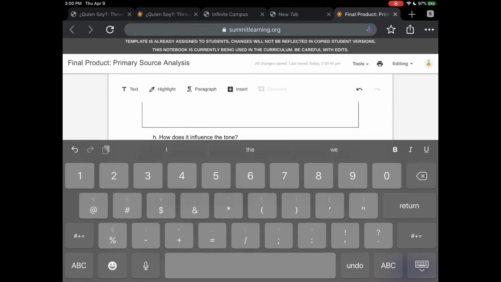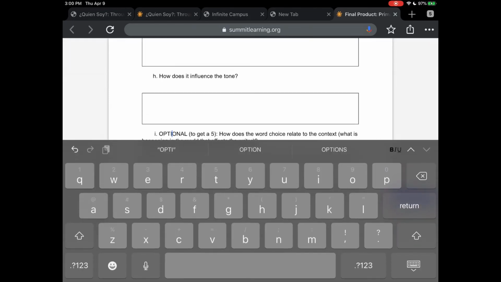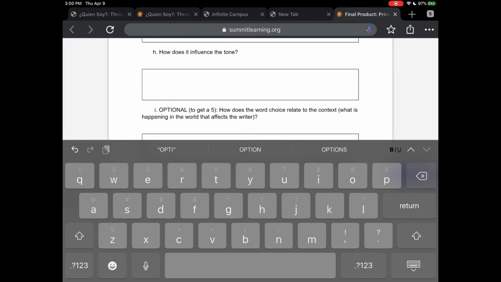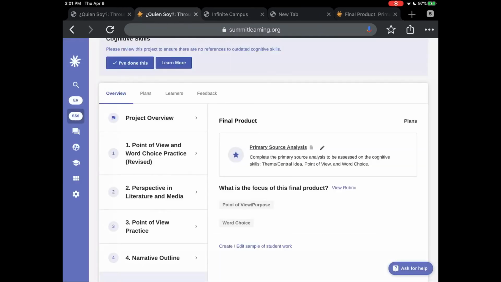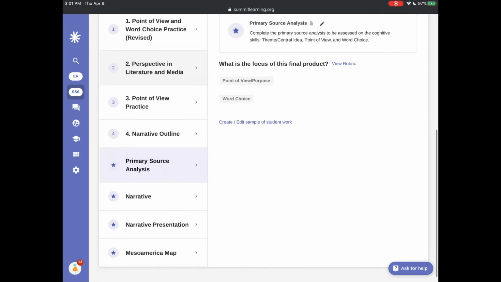And so be sure to go through each of these questions and tell me about how each one will help influence the tone. You do have an optional question here if you're wanting to go from your top score of a 4 and to try to get a 5. You can talk to me about the word choice that the author chose to use as well in their own writing. All right, so students, with that, that is final product number 1. If you have any questions, don't hesitate to email me. That will be due this next week, so make sure we get that done.